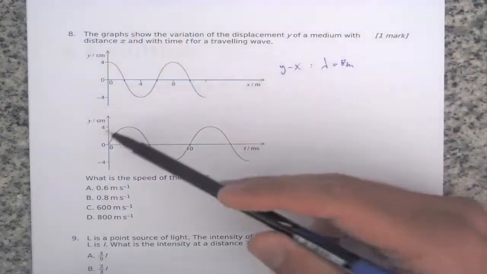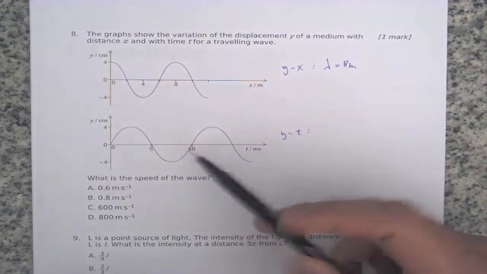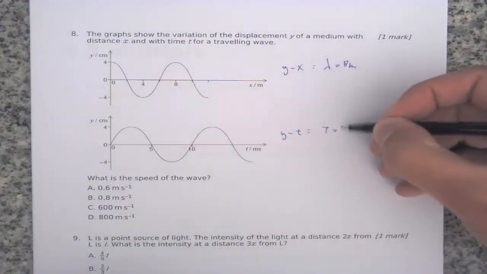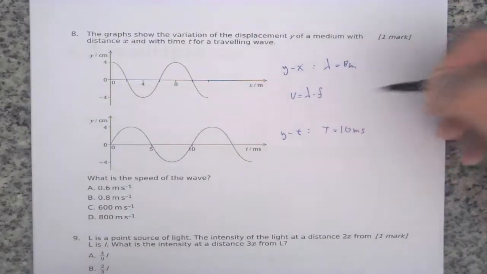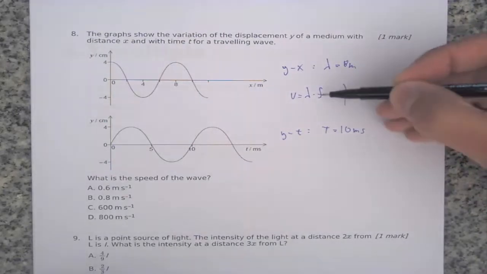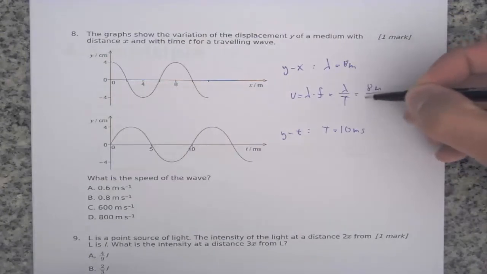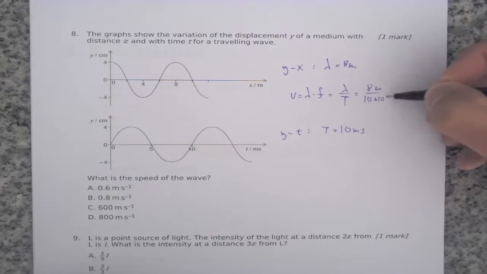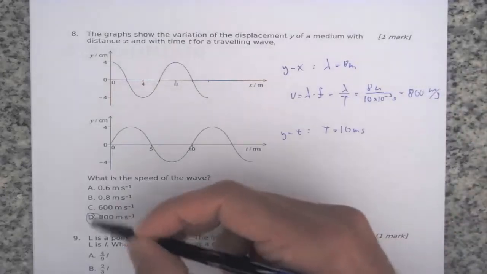And when we have displacement against time, you can find the period. And the period you can see is 10 milliseconds. So we can use this very famous equation in order to calculate the speed of the wave. Of course, we're going to take the frequency as 1 over T, and here we're going to replace the numbers. 8 meters divided by 10 times 10 to the power of negative 3 seconds, and if you do the math here, you can find that it is 800 meters per second. So the correct answer is D.